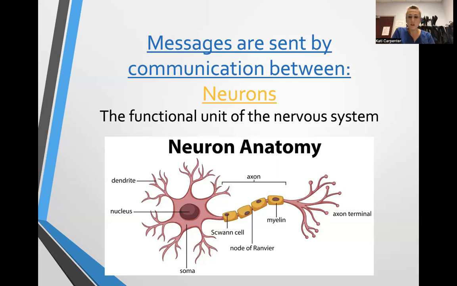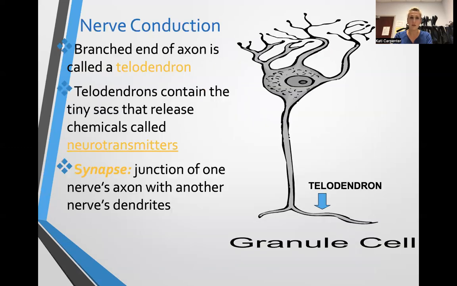While I'm on this picture, I want to point out that this nerve is myelinated, which means it has myelin, which is a special part of the tissue of brain tissue or nervous system tissue, and it can send messages faster. So myelinated nerves move faster than non-myelinated nerves. So there is where that telodendron is at the end of that axon. You can see that. So branched end of the axon is called the telodendron, and it can also be many different branches as well.